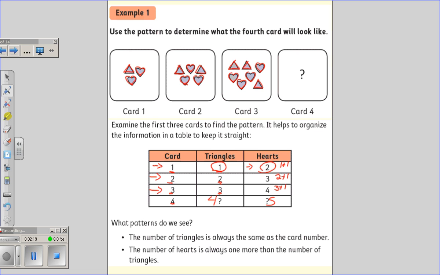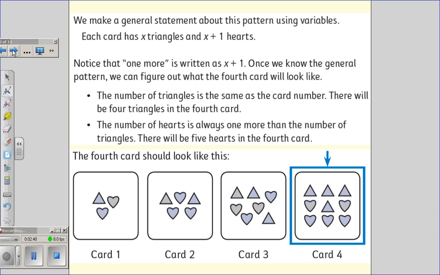So now we can draw those in. 4 triangles and 5 hearts. Tables are very useful for helping us find patterns. So here's an example of what card 4 could look like using the pattern we found.